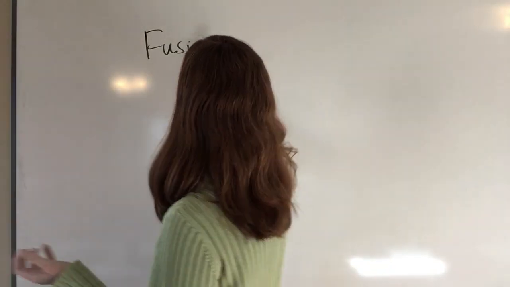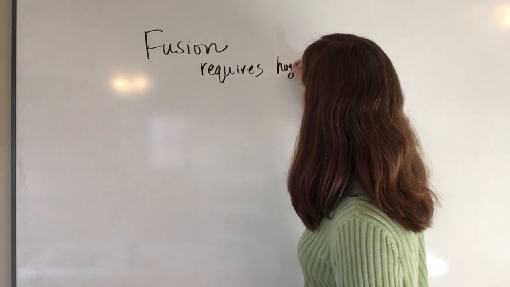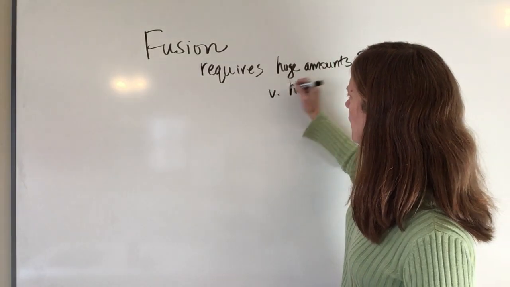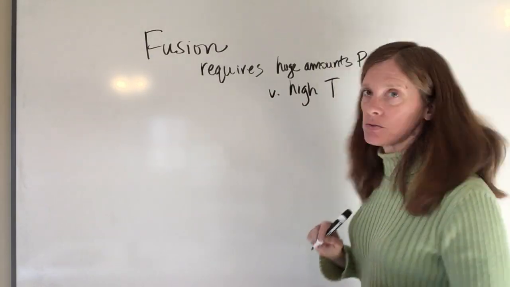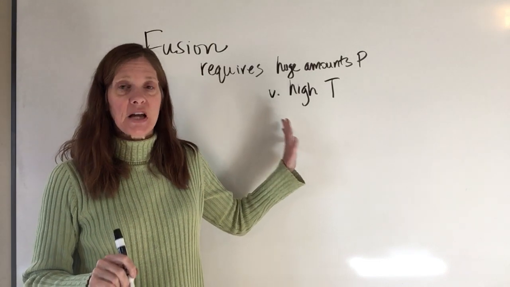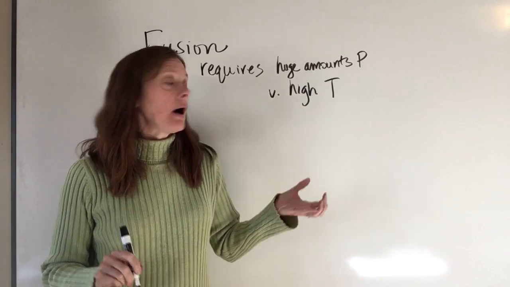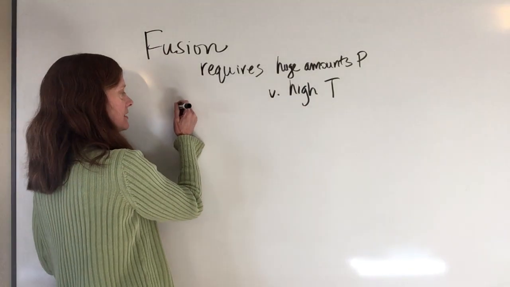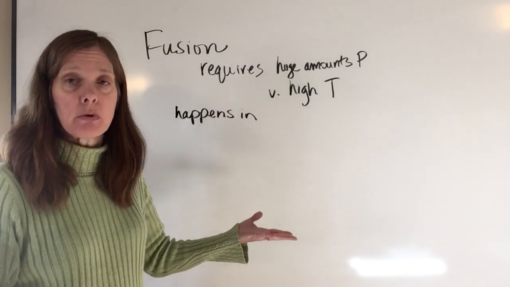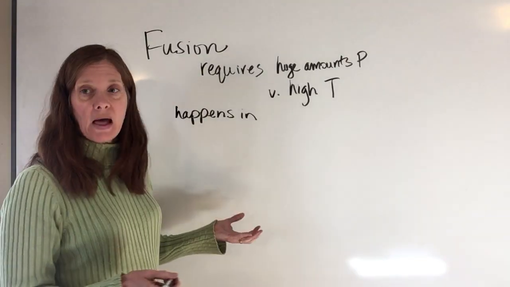Now, fusion requires huge amounts of pressure and a very high temperature in order for these reactions to happen, okay? So this is not something that's going to take place unless the conditions are very, very favorable for that. As an example, fusion is exactly the kind of process that happens in the sun, and it's what enables our life here on Earth to keep going, because we have the heat and the energy from the sun to warm us and to provide the light that we need.